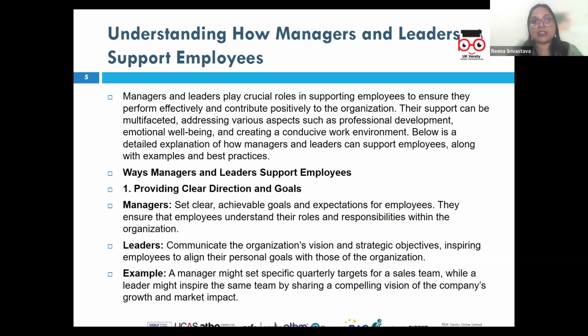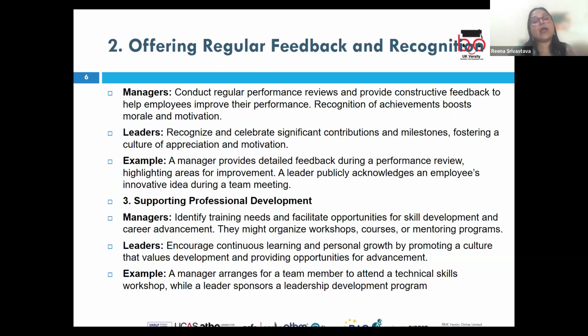And to achieve this, they are going to hold regular meetings to track the progress. And wherever there is any shortfall, they are going to adjust the goals, ensuring that everyone knows what they need to accomplish. Another way is professional development. Leaders encourage a culture of learning and growth by always encouraging their team members to pursue professional development opportunities. So they kind of set the tone for the organization that this is an organization where professional development is encouraged and valued.